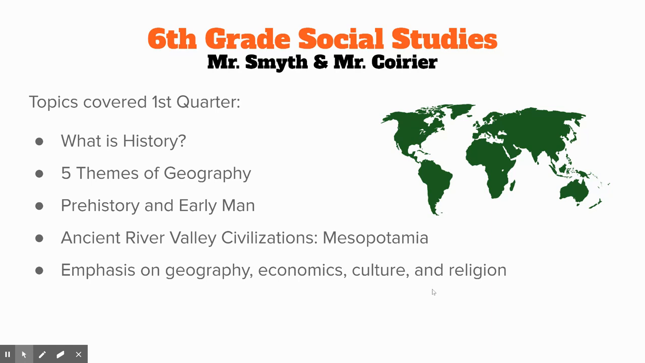Sixth grade social studies with Mr. Smith and Mr. Courier. That is going to be world history. What you're covering in first quarter is talking about what is history, the 5 themes of history and geography. Talking about prehistory, early man, and then the first rises of civilization, the ancient river valley civilizations of Mesopotamia. The emphasis this year will be on geography, the economic, culture, and religions of those regions as they develop and interact with each other.